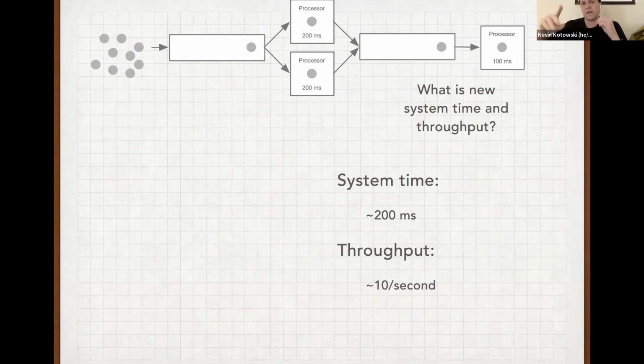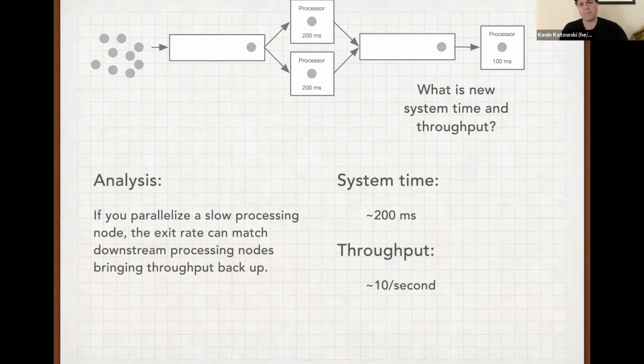And now the second processor can actually, instead of having all that wait time, take people from both of those two processors, and then kick them out every 100 milliseconds. So if you parallelize the slow processing node, the exit rates can match those downstream processing nodes, bringing throughput back up. I don't have a slide for this, but what do you think would happen to the throughput if we put a third processor up front here?